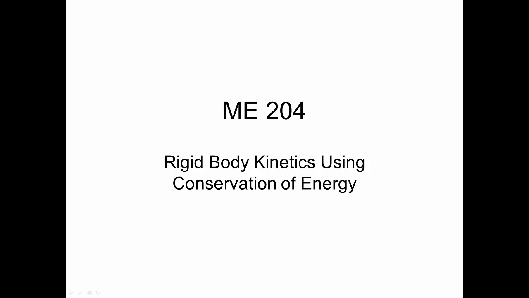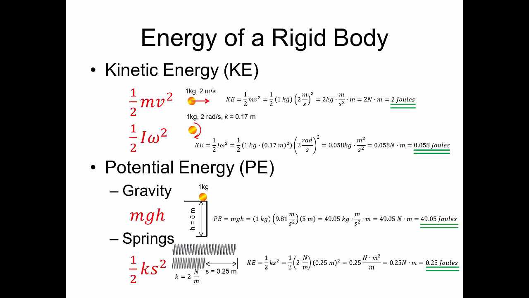ME204, Rigid Body Kinetics using Conservation of Energy. We've already talked about the different types of energy that are associated with a rigid body. For example, with kinetic energy, we have 1/2 the mass times the velocity squared if the object is translating, or 1/2 the mass moment of inertia times the angular velocity squared if the object is rotating.